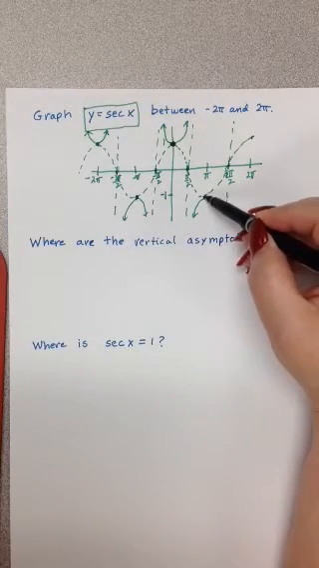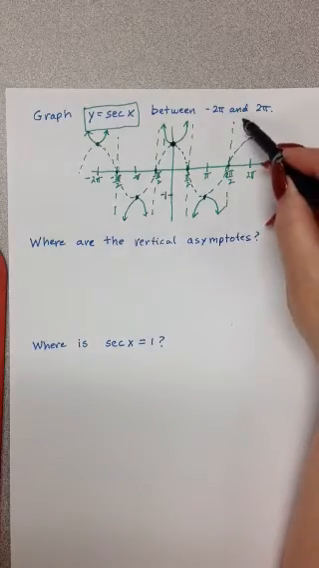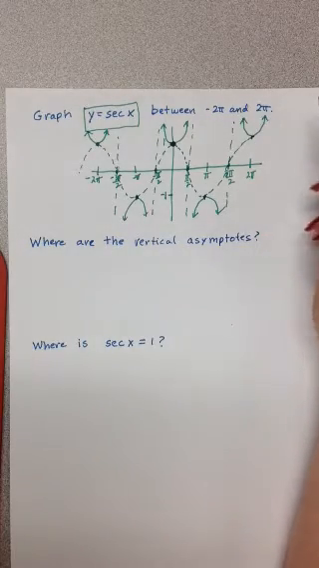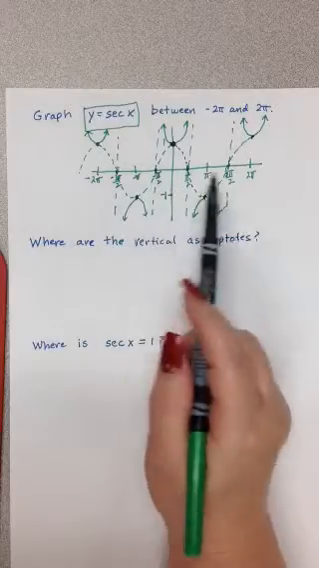And this will be down here, and this will go up here. So there's the graph of y is equal to the secant of x.